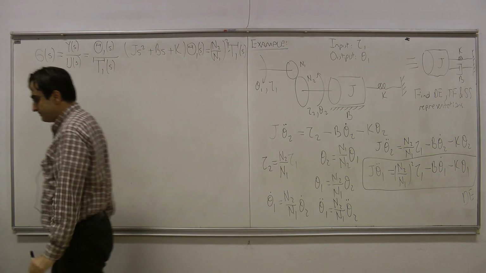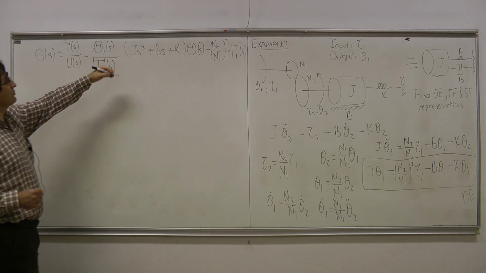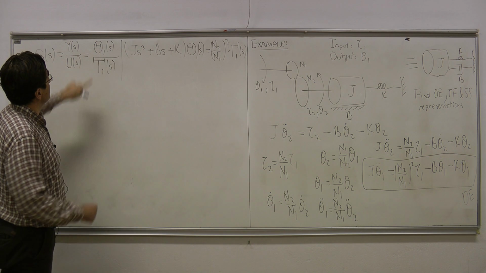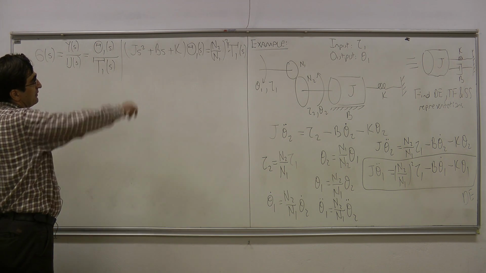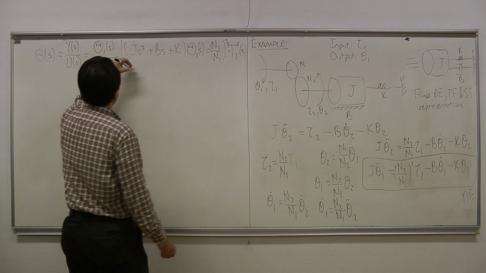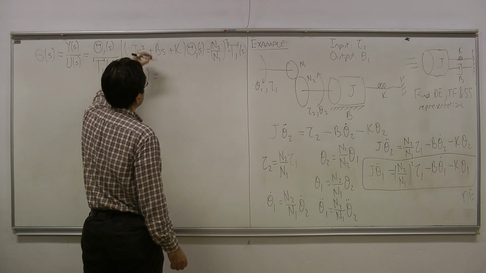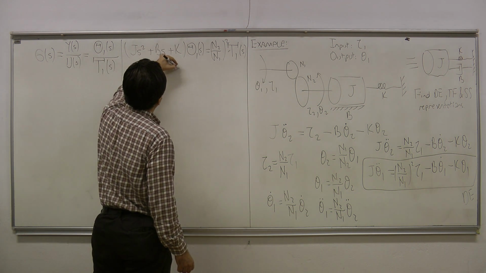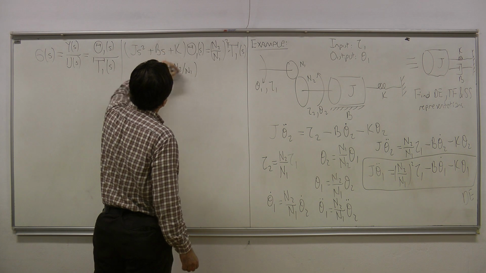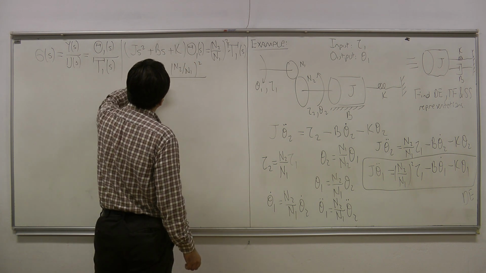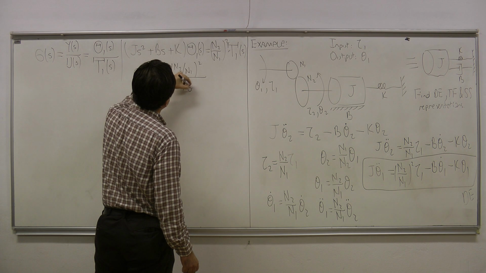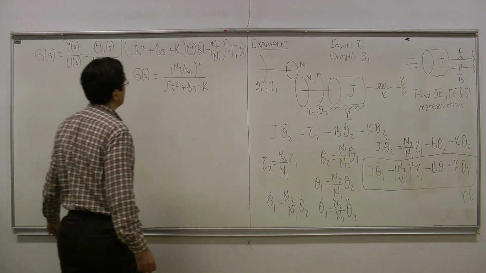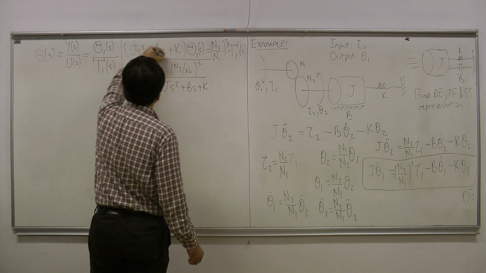All right? So now all I have to do is calculate this ratio here. And if I do that, you would see that G of s is given as n2 over n1 squared, divided by J s squared plus B s plus K. This is my transfer function representation.